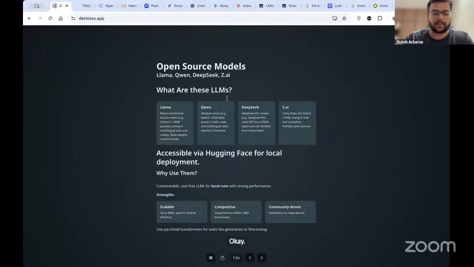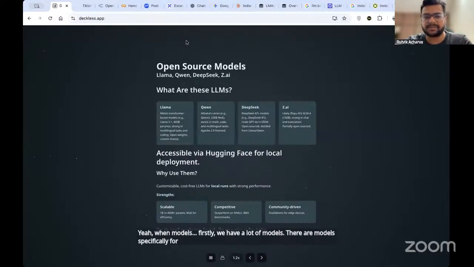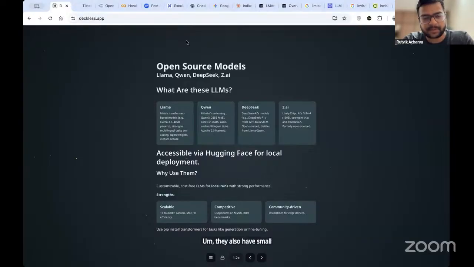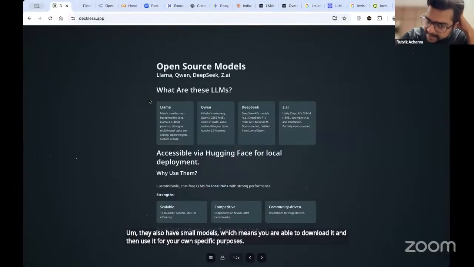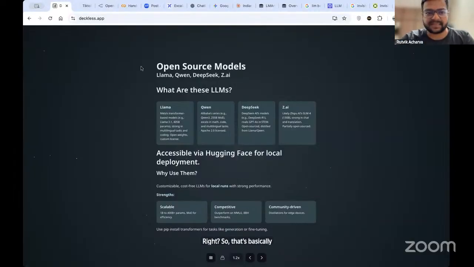Qwen. Okay, good. Yeah, Qwen models. Firstly, we have a lot of models. There are models specifically for reasoning. There are models specifically for coding. They also have small models, which means you are able to download them and then use them for your own specific purposes, right? So that's basically some of the aspects.